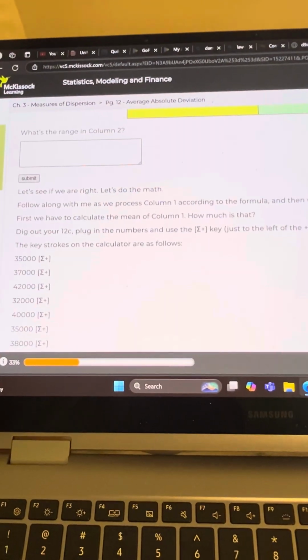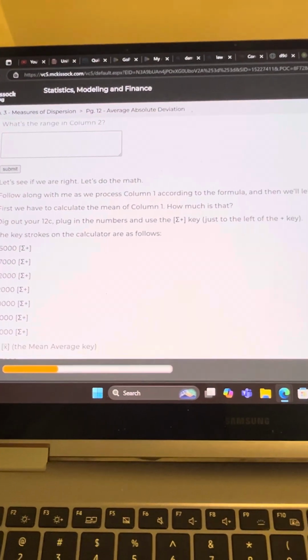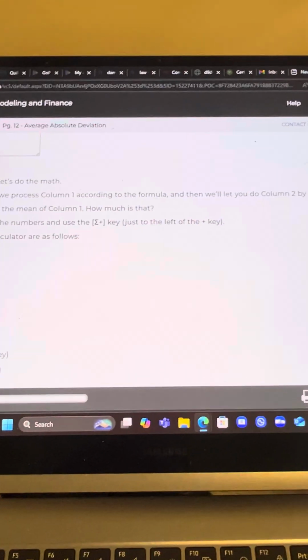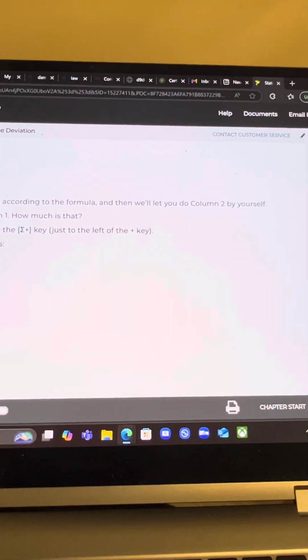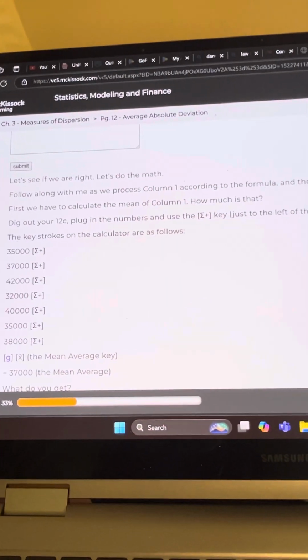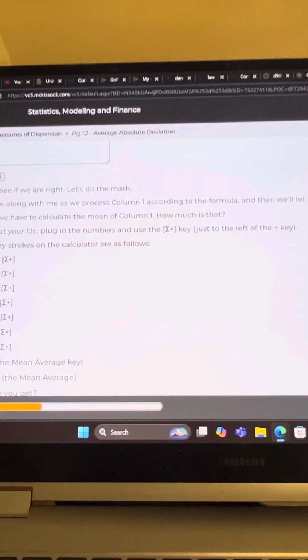Let's do the math. Follow along with me as we process column 1 according to the formula, and then we'll let you do column 2 by yourself. First, we have to calculate the mean of column 1.